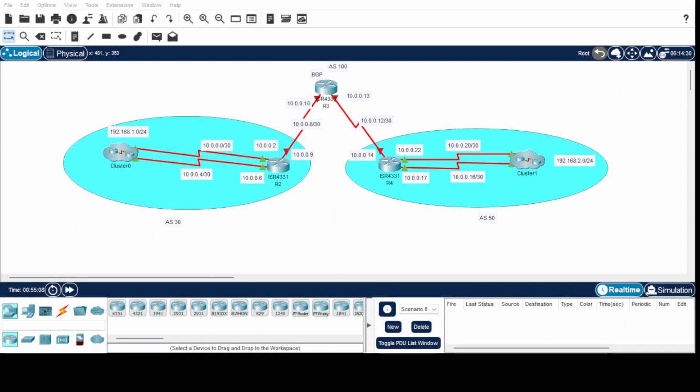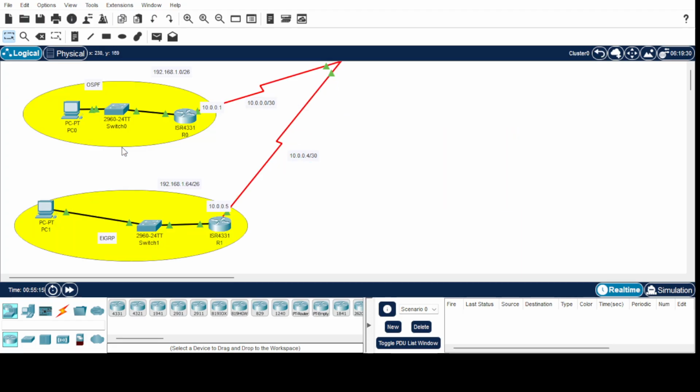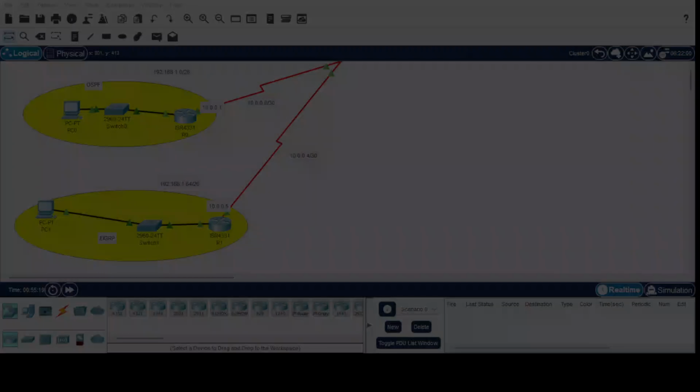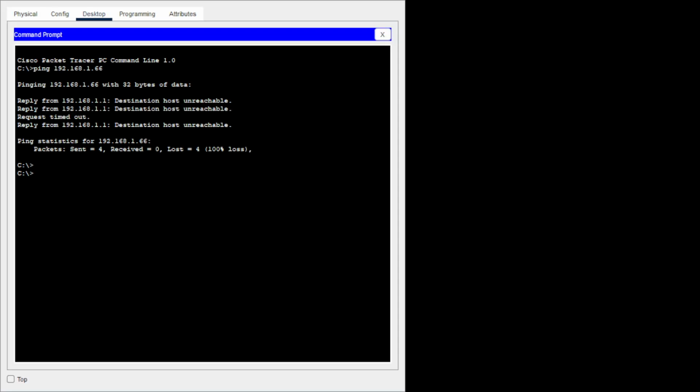Now since I have let the two routing protocols know each other, the pinging from PC0 to PC1 will work. So let's see. Bringing our PC0 screen, let's do the command again, ping 192.168.1.66, whether it is pinging or not. Now it's pinging.